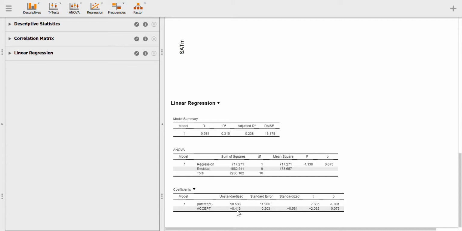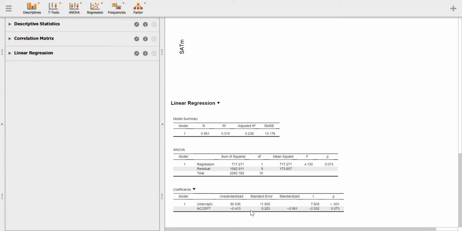So let's say a school decides to increase its acceptance level from 30% of the students to 40% of the students. It's going to let another 10% of students in. We would predict from this regression model that letting 10% more students in is going to cost the school 4.13% in its graduation rate. Its graduation rate is going to drop by 4.13%.